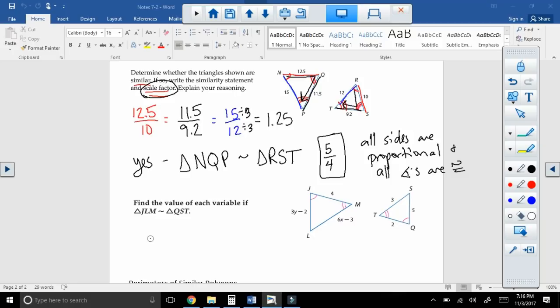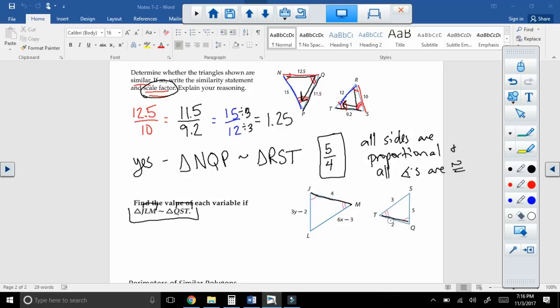For this next one here, it says that we want to find what the variables are given that these are similar. So because we know that they're similar, we know that the sides are proportional. And again, it might be helpful to locate where the segments are that are similar and that correspond, because it's kind of hard to tell based on this picture. So we have JM here, and I'm going to use different colors. If you have different colors, that might work out well too. So JM corresponds with QT.